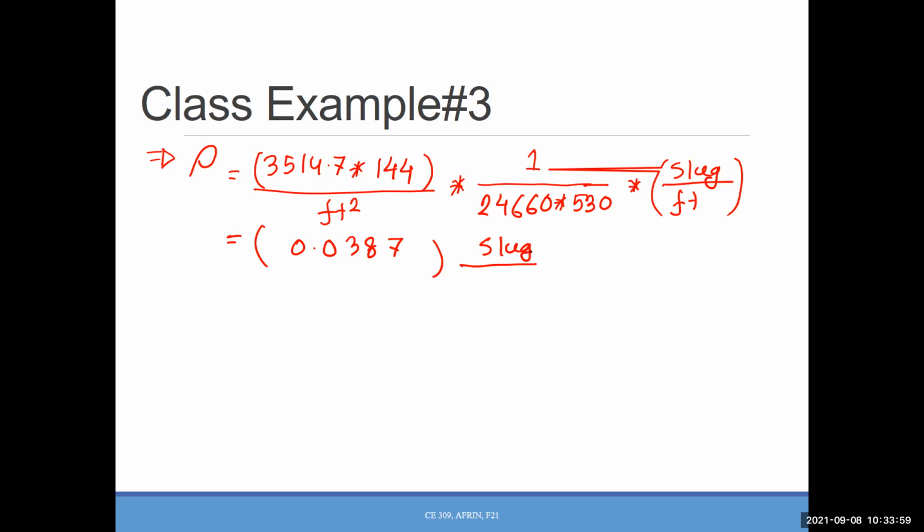You can get that from the unit left here, slug per feet cube, which is the unit for mass and volume, right? And we also know density equals mass divided by volume. Okay, now we know the density, but we are supposed to find what? Weight of the hydrogen, right? How can we find that?